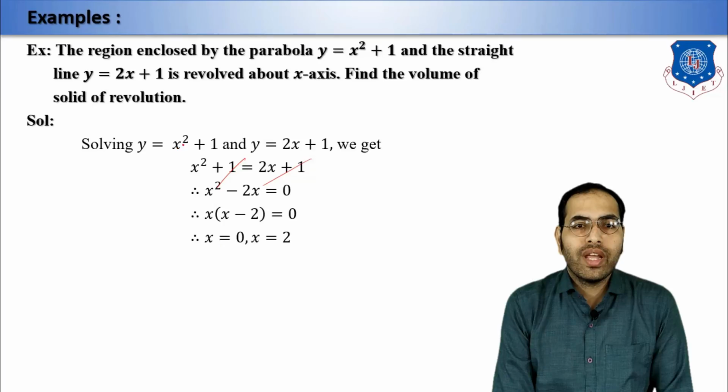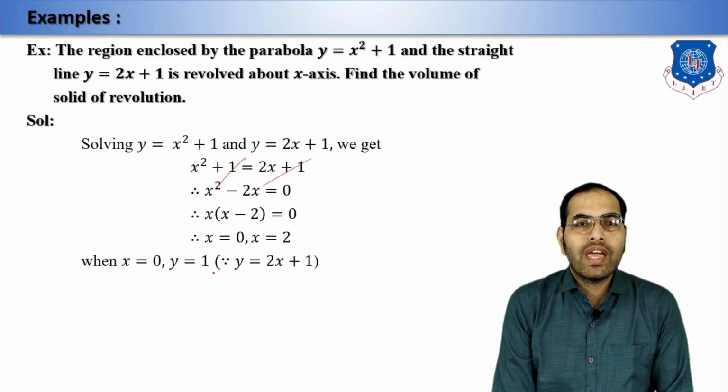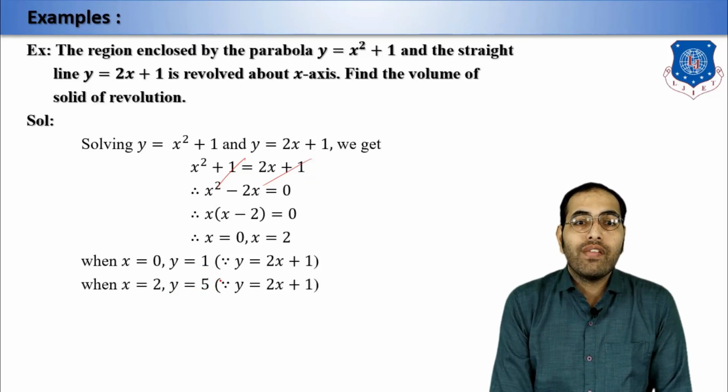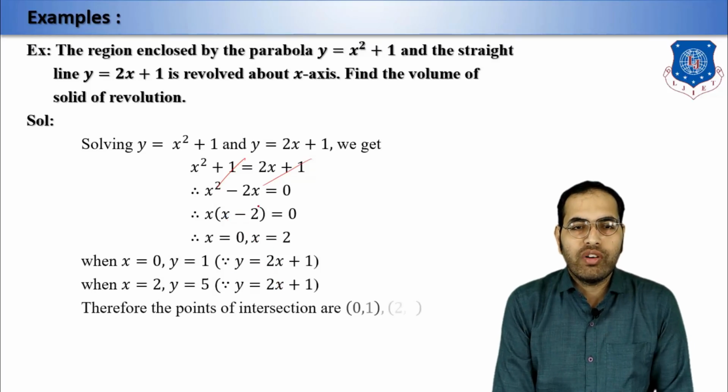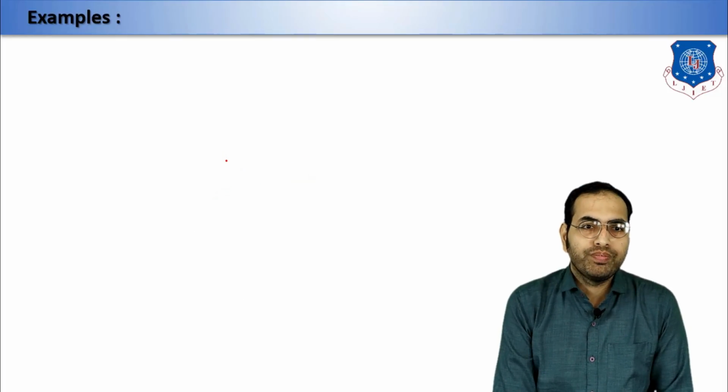Substituting x equals 0 and x equals 2 in any one of these equations, we find the values of y. When x equals 0, then y equals 1, and when x equals 2, then y equals 5. Then our intersection points are (0, 1) and (2, 5). Let's see. Firstly draw the region, then find the volume.